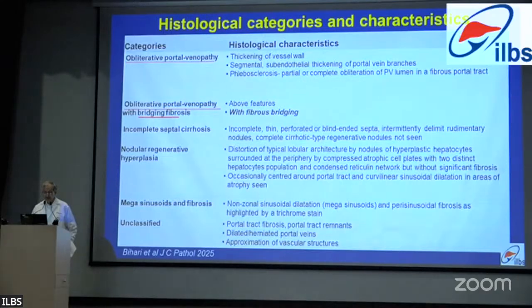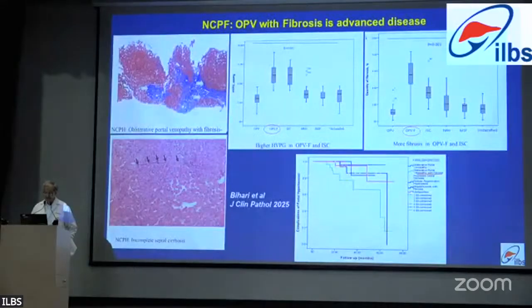Then he gave a new term, obliterative portovenopathy with bridging fibrosis. That is, there are fibrous septa which have come around. Of course, the other terms continued, incomplete septal cirrhosis, but this was the most beautiful addition. And then, does it have any clinical relevance?